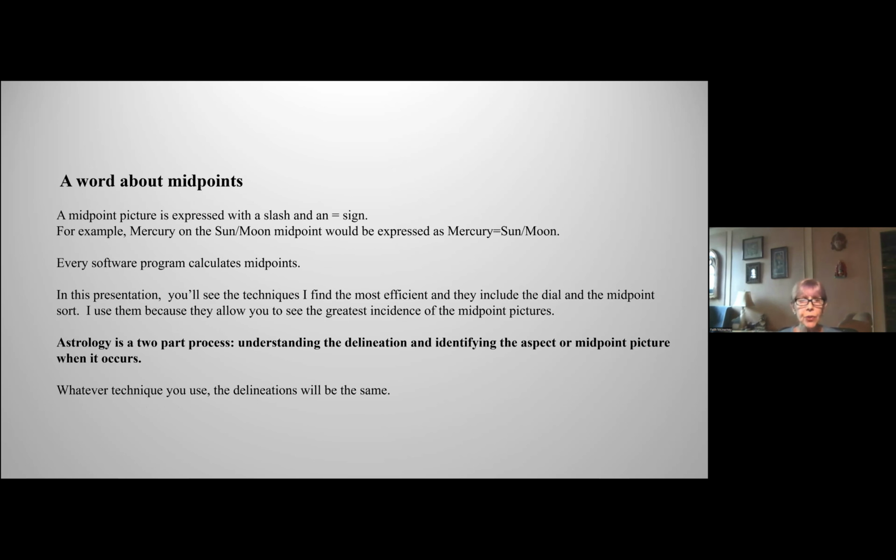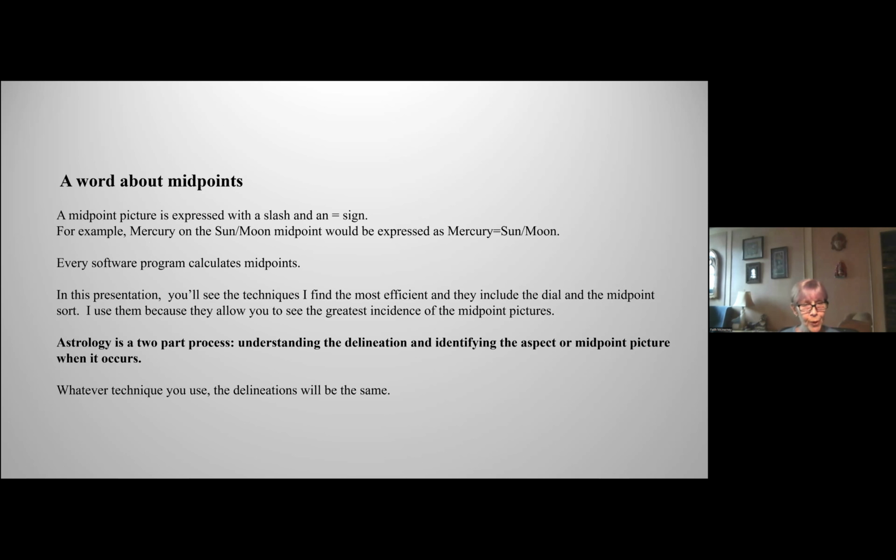Now, a word about midpoints. A midpoint picture is expressed with a slash and an equal sign. So, for example, Mercury on the Sun Moon Midpoint would be expressed as Mercury = Sun/Moon. Every software program calculates midpoints. In this presentation, you'll see the techniques that I find to be the most efficient, and they include the dial and the midpoint sort. I use them because they allow you to see the greatest incidence of midpoint pictures.